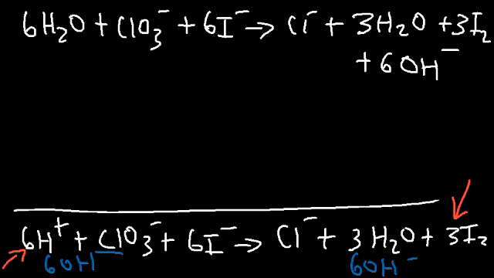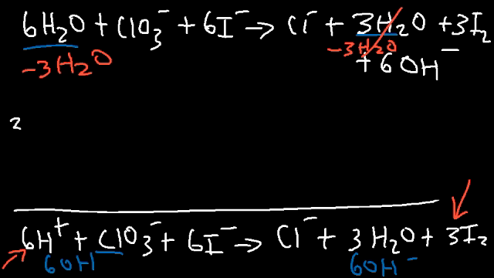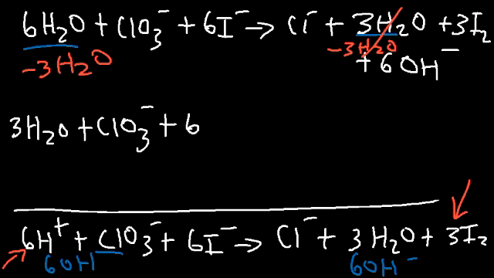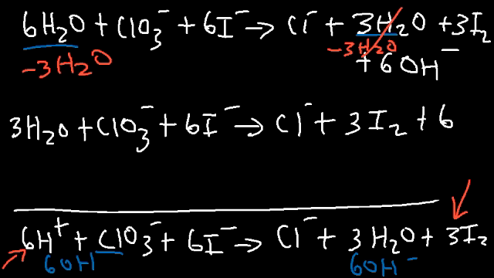Now notice that we have water on both sides. We have 6 water molecules on the left, 3 water molecules on the right. We need to subtract both sides by the smaller of these two numbers. So let's subtract both sides by 3 H2O molecules. So this is going to disappear. Now we're going to have our final net reaction under basic conditions. So it's going to be 3 H2O plus chlorate plus iodide and so forth. This is the net balanced reaction under basic conditions.